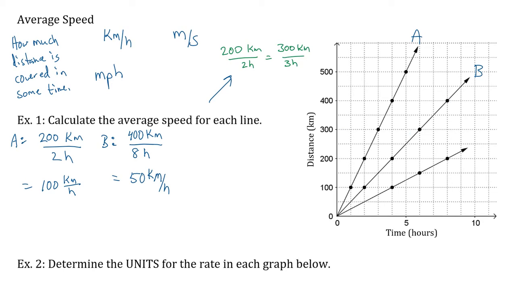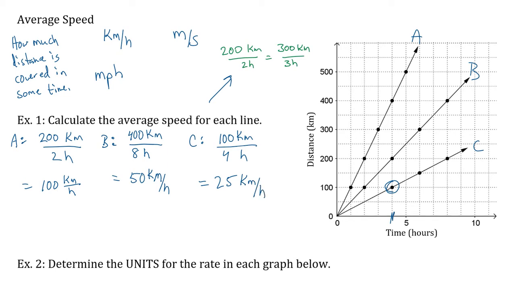So I picked this one and then I picked this one and I got the same rate. And that's because they're on the same straight line with each other. So they will have the same rate. That will always happen, okay? And that's going to be an important idea moving forward. So the last one, C, how about I pick this one, 100 kilometers in 4 hours is going to be 25 kilometers per hour.